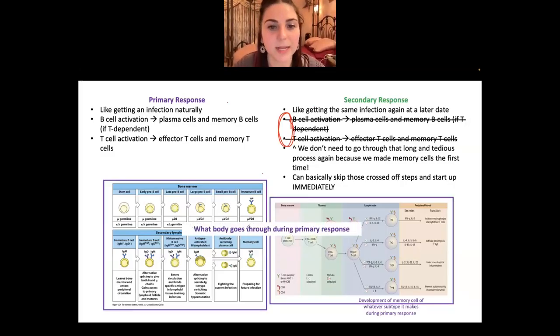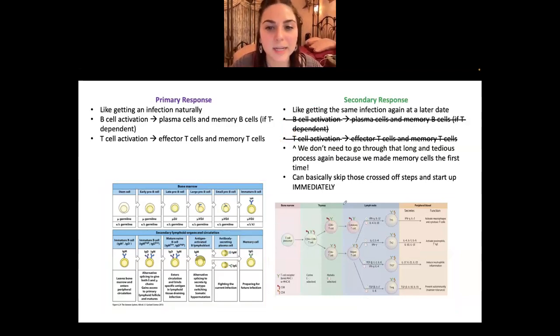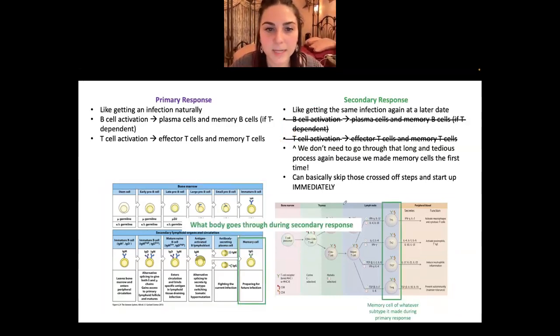So for example, this highlighted in purple, this is what the body's going through in the primary response. And the secondary response, this is all the body's going through. So again, it's really, really quick. And this is the whole idea behind booster doses and the whole idea behind vaccines in general, so that when you actually see the pathogen, you can just fight it off immediately. That's why probably all of us have been exposed to measles at some point, but if you're vaccinated against it, you don't even know that you have an infection because you already have the memory cells.